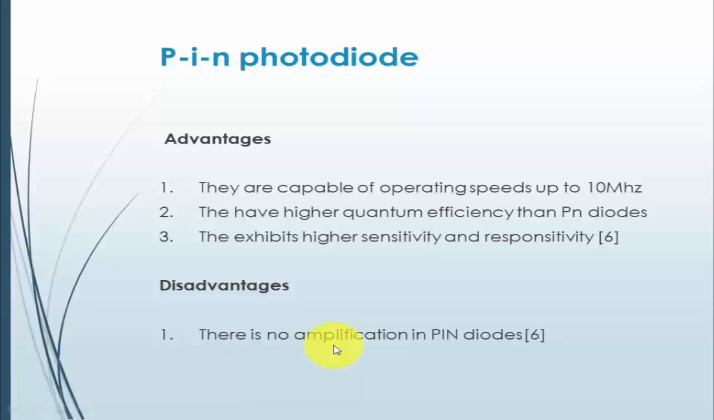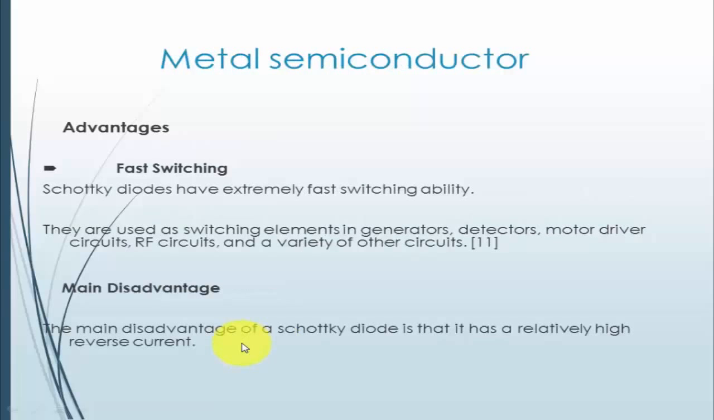For the PIN photodiode, the advantages are that it is capable of operating speeds up to 10 MHz. They have higher quantum efficiency than PN diodes, and we have discussed why. They exhibit higher sensitivity and responsivity. As for the disadvantage, there is no amplification in PIN diodes.